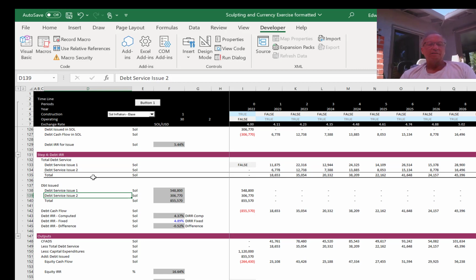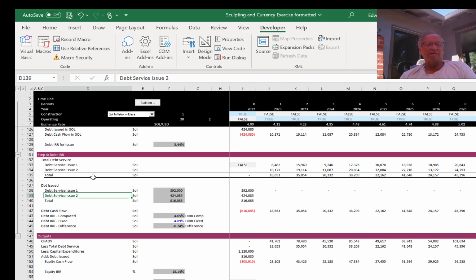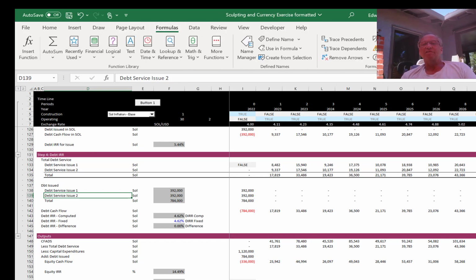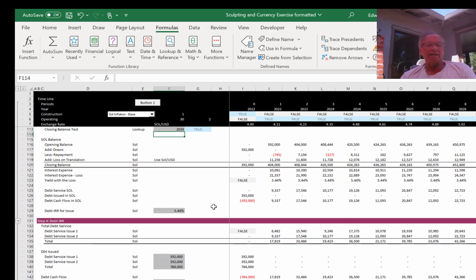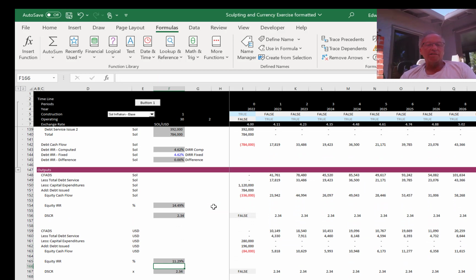But before we do that, let's put it back to 50-50 and remember what our IRR was. In 50-50, oops. Do I have to have my formulas on automatic? They are. With 50-50, I guess this is because it was the base case, I get IRR in soles of 14.9 and IRR in USD of 11. Let's focus on the IRR in USD.